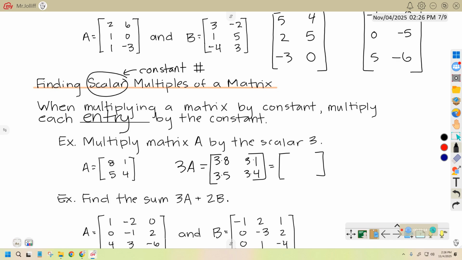Pretty straightforward. Yeah. 3 times 8 is 24. 3 times 1 is 3. 3 times 5 is 15. 3 times 4 is 12. Happy face? Yeah. Good.